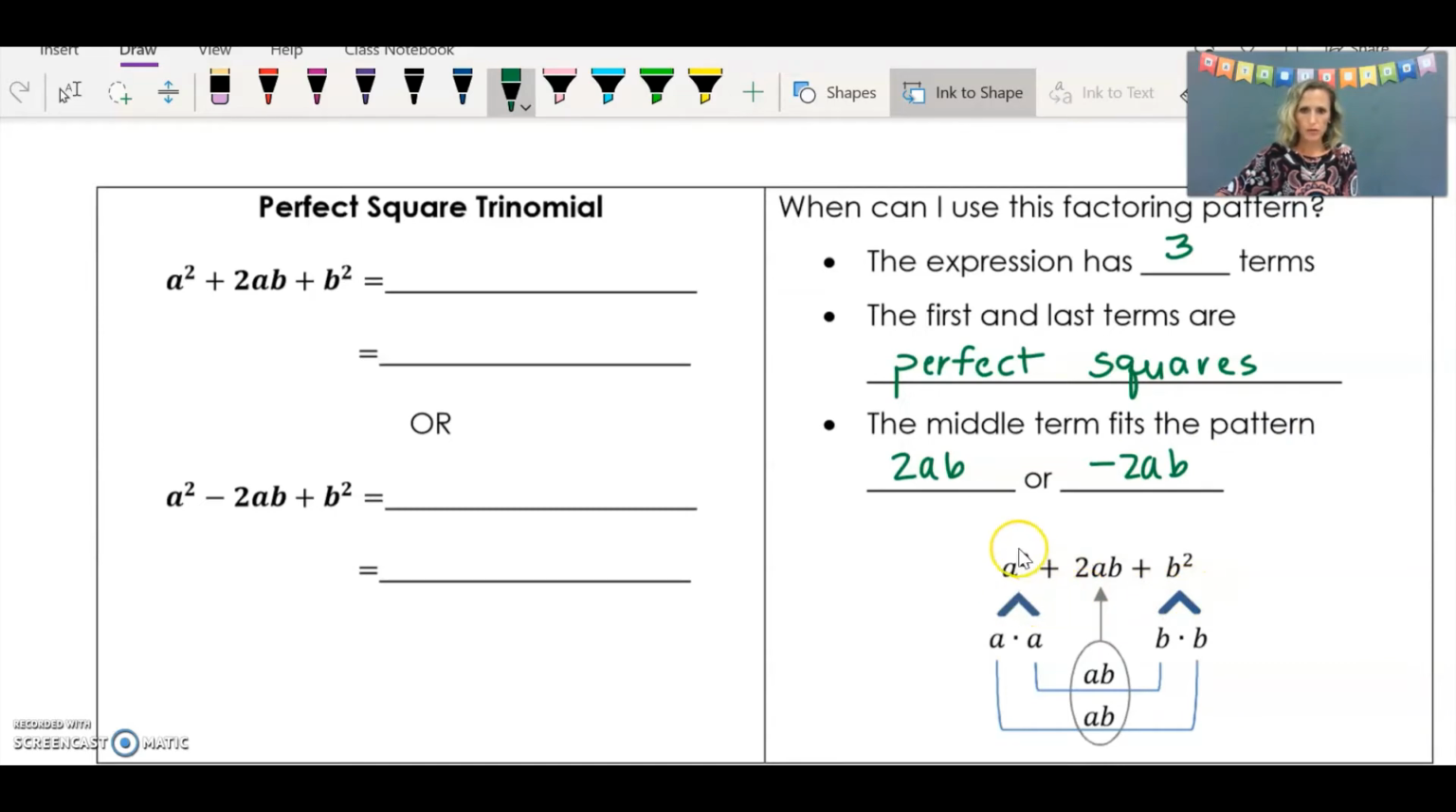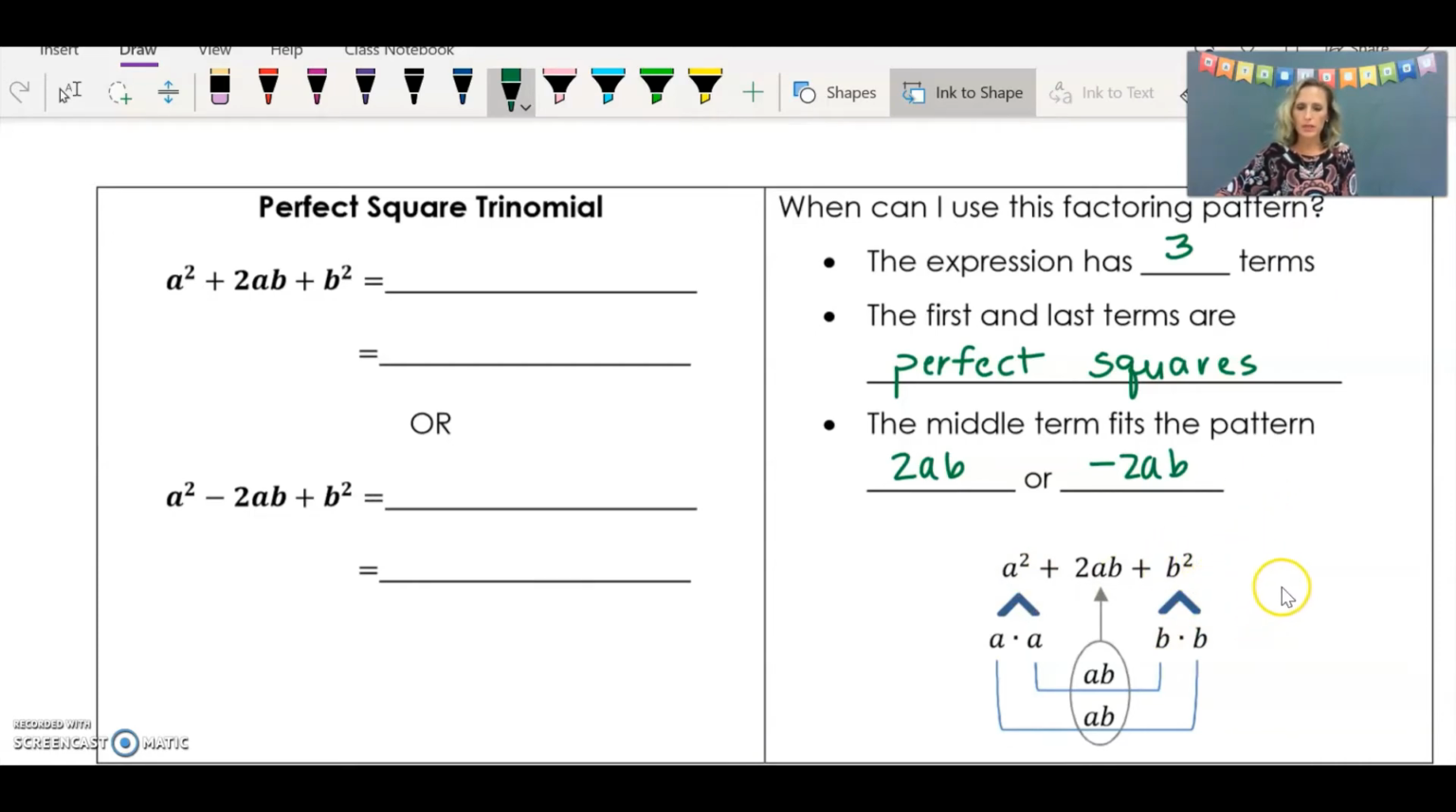So if you look down below here, I have an example with just variables. And so my first term, whether it's x squared, a squared, 4x to the 4th, could be anything, but it has to be able to be split into 2 identical factors. Remember, we talked about the definition of a perfect square could be described as having 2 identical factors. So a squared could be split into a times a, those are identical factors. B squared could be split into b times b, those are identical factors. So both the first and the last term are perfect squares.